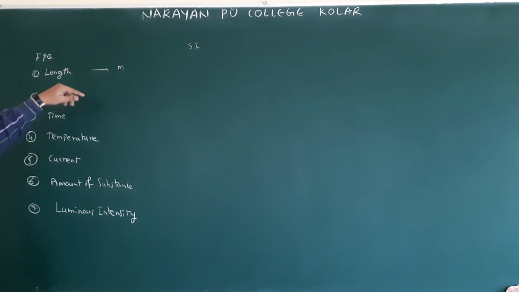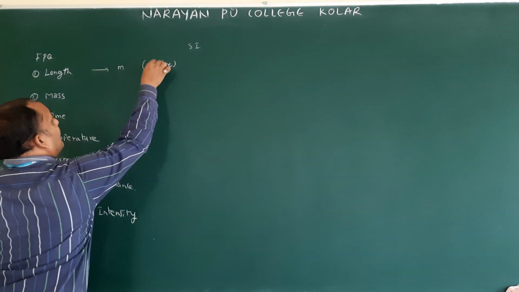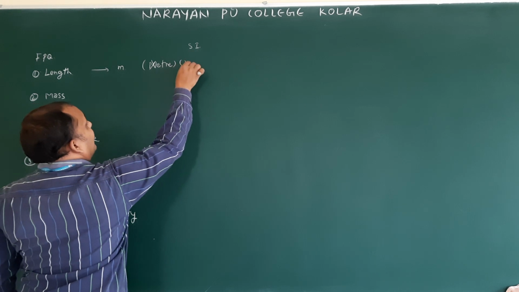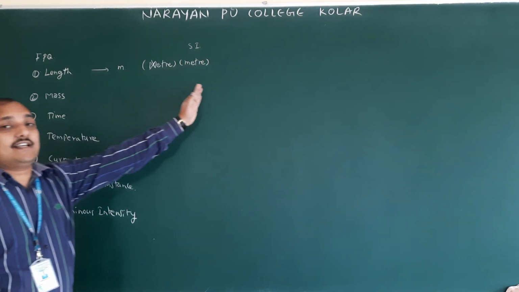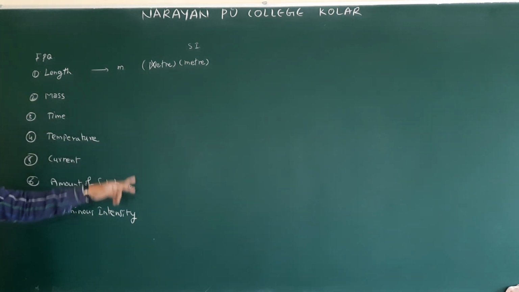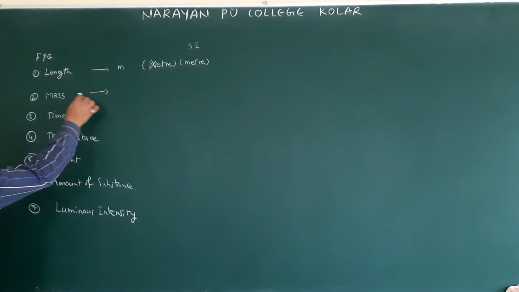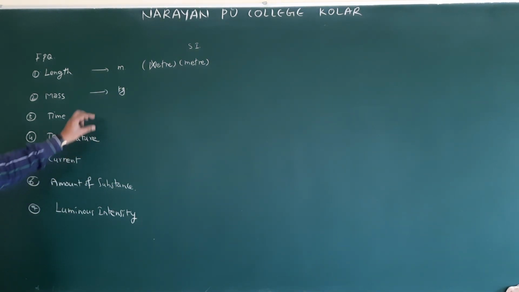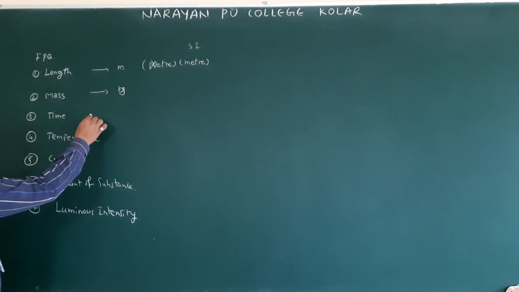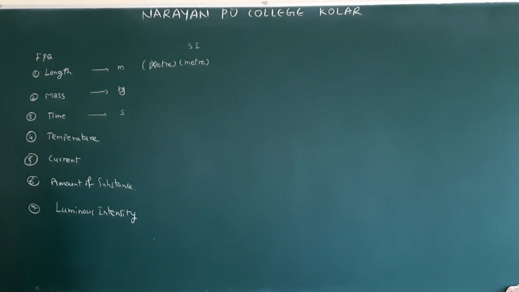So meter means capital M, you should not write like this. You should write like this. With these, definitions also they give. Definitions are not required for you, but these will be coming continuously for you. Because mass and time you came to know, but the remaining you should come to know first. So mass means you came to know kilogram. Kilogram means we will write kg. Time we came to know, second, small s.